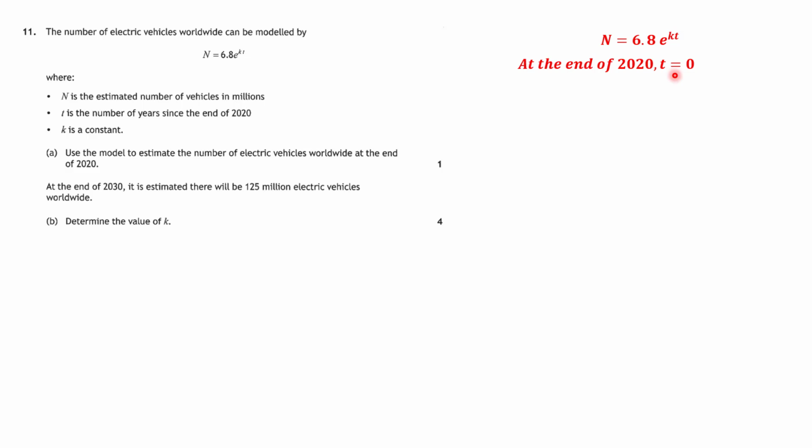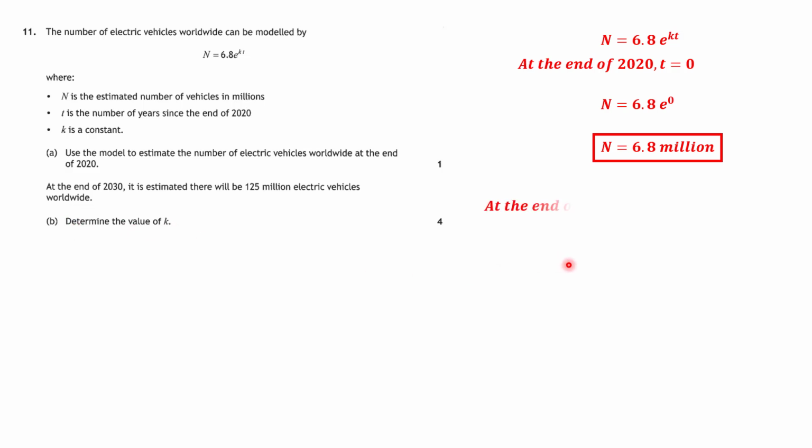So t equals 0. This can be put into the above equation and we get N equals 6.8 e to the power 0. Any number to the power of 0 is 1, so the answer is N equals 6.8. Don't forget, it's not just 6.8, it's 6.8 million because N is measured in millions. Now, part B says at the end of 2030, it is estimated there will be 125 million electric vehicles worldwide. We now want to determine the value of k.